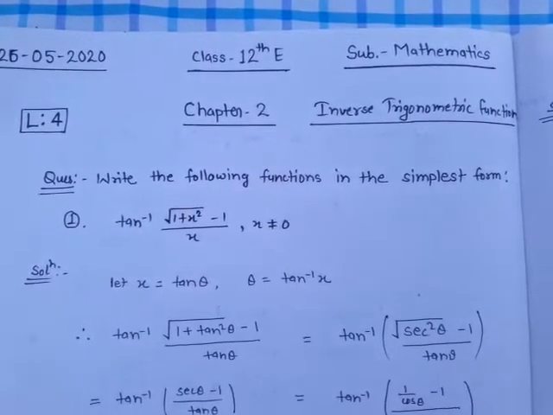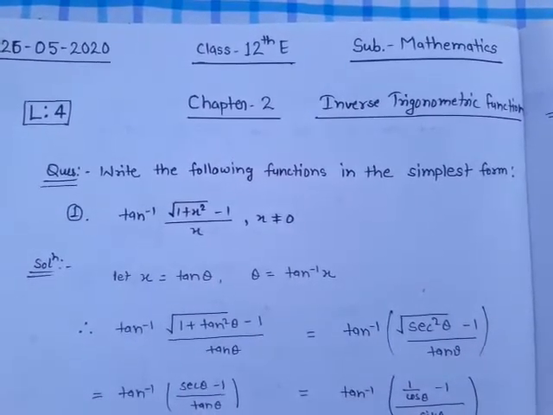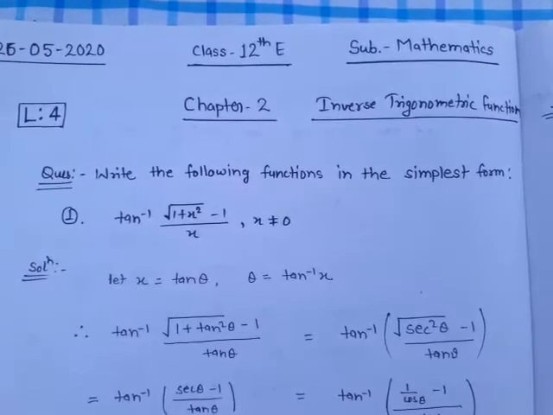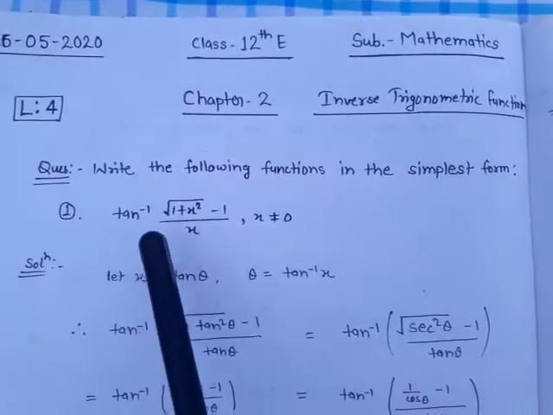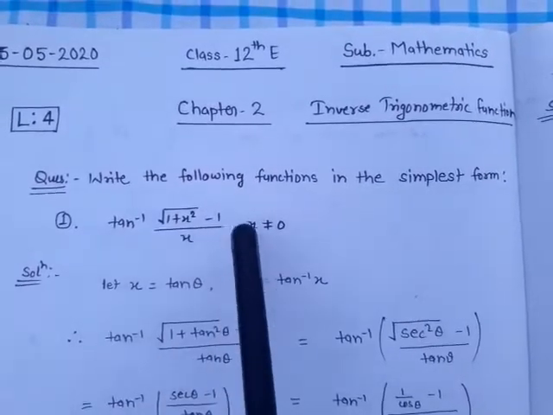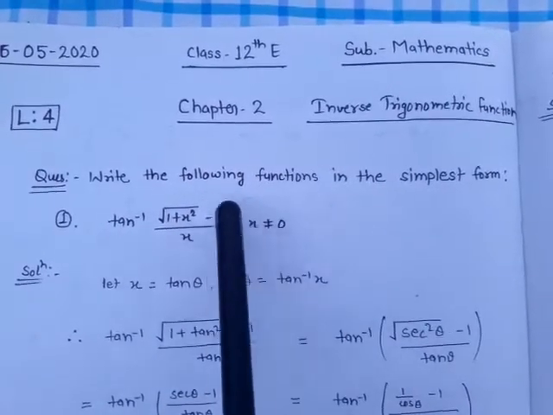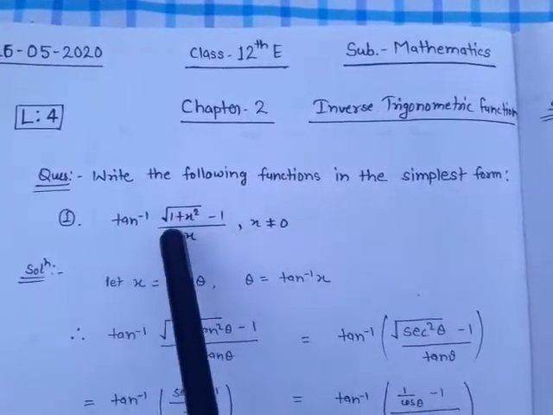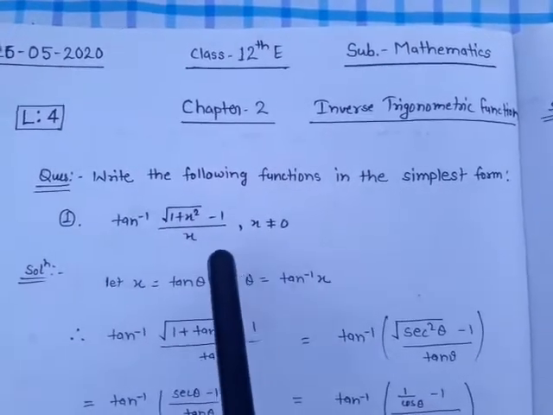Now our first question is, write the following function in the simplest form. That is, the first question is tan inverse of (root of 1 plus x square minus 1) whole by x, where x is not equal to 0. We convert this into the simplest form, that is, the shortest form.